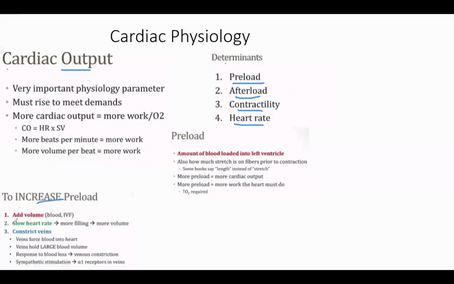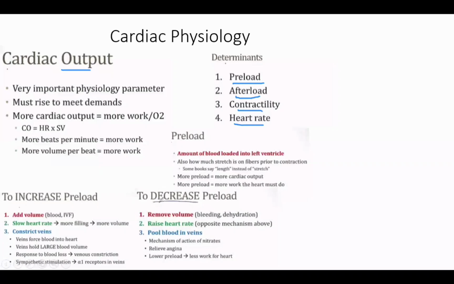Now how will preload increase? If we add volume, there will be increased volume in the left ventricle, and that will increase the preload. How can we increase this volume? By giving blood or intravenous fluids, by decreasing the heart rate, so that there is more time for the left ventricle to fill with blood, and by constricting veins. If the veins are constricted, more blood will come to the left ventricle, applying more stretch on its walls and increasing the preload. This venous constriction is in response to blood loss and is because of sympathetic stimulation of the alpha 1 receptors present in the blood vessels.